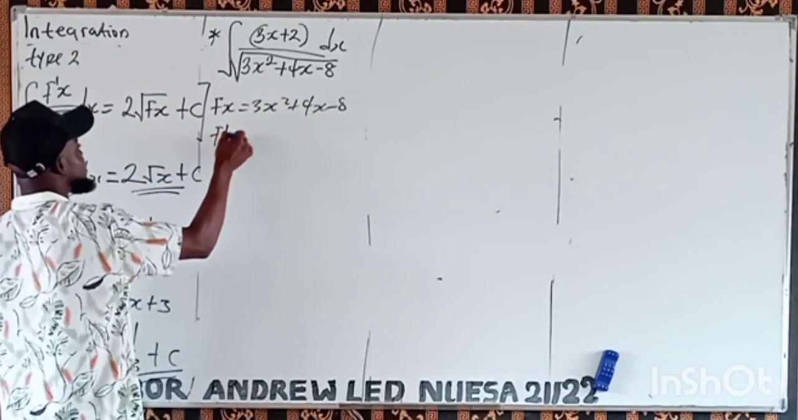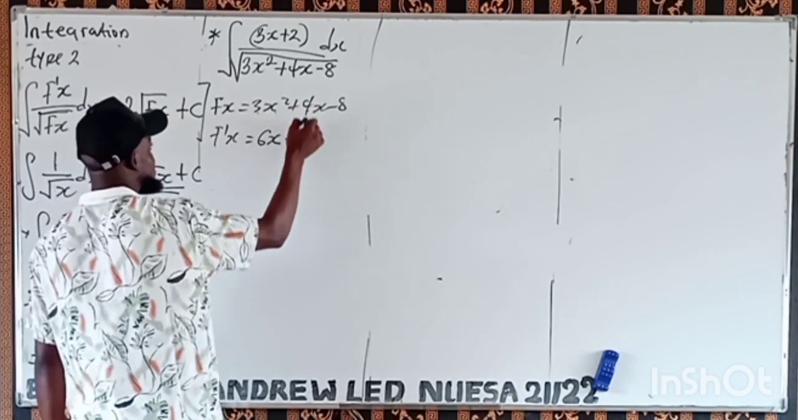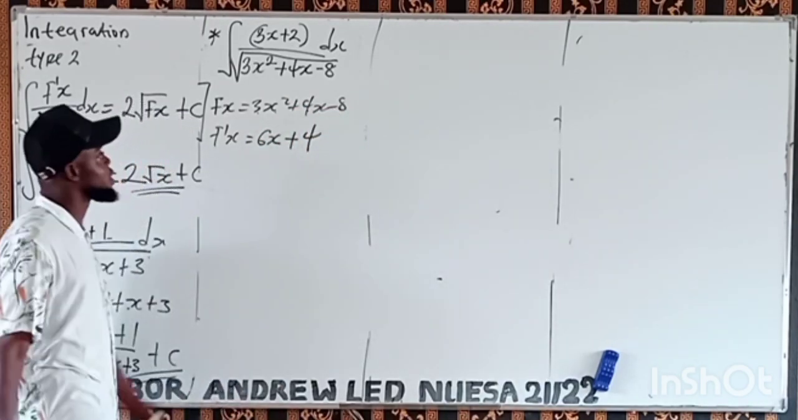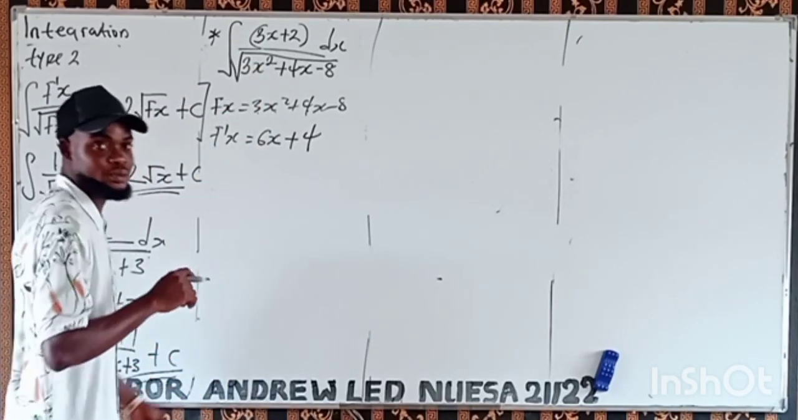Now what will be f prime of x? Differentiate this, we're going to have 6x. Differentiate this, I'm going to have 4. Differentiate that one, 0. Check. This and this. What does it do? How will you do?